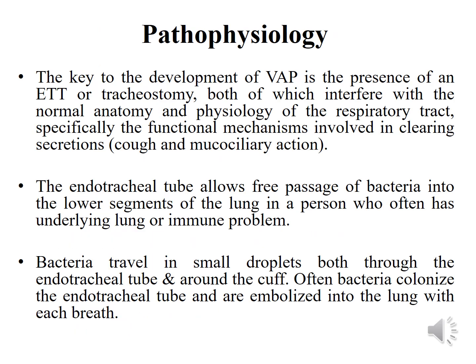Pathophysiology. The key to the development of VAP is the presence of an ETT or tracheostomy, both of which interfere with the normal anatomy and physiology of the respiratory tract, specifically the functional mechanisms involved in clearing secretions, cough and mucociliary action. The endotracheal tube allows free passage of bacteria into the lower segments of the lung in a person who often has an underlying lung or immune problem.